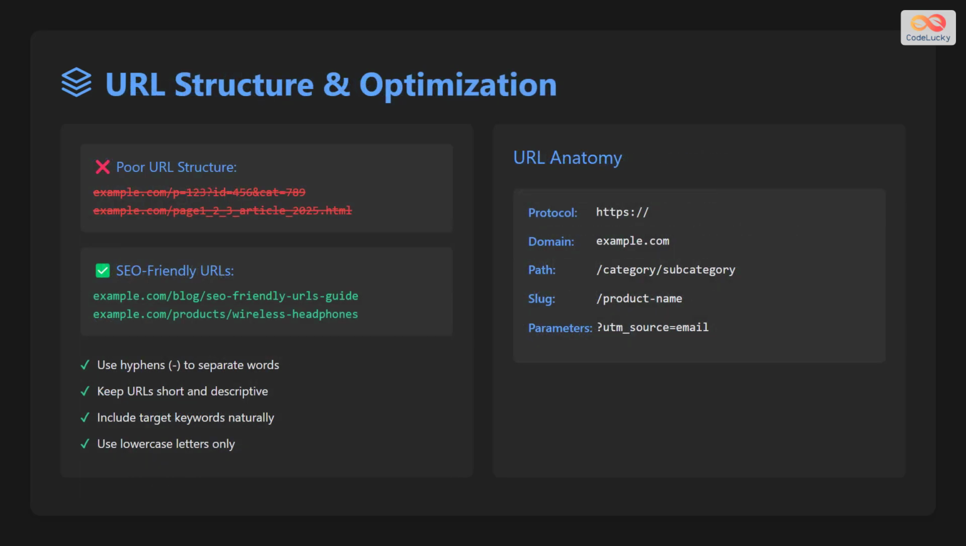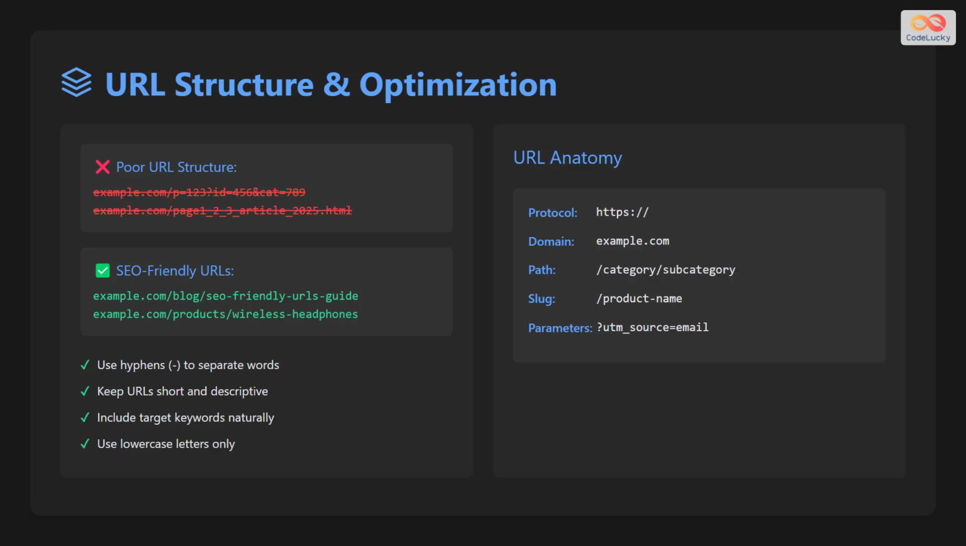A well-structured URL is essential for both users and search engines. A poor URL structure might include random characters and parameters, while an optimized URL is more descriptive and readable. Here are some examples of both.